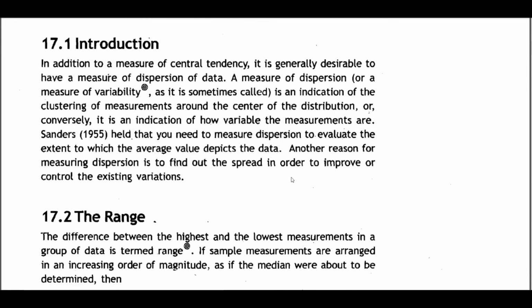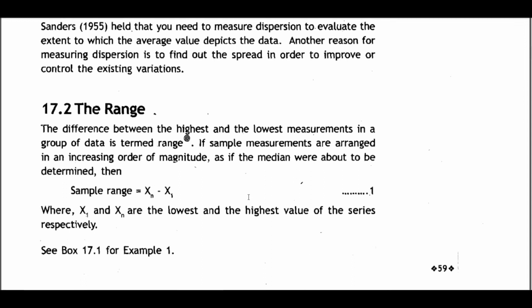17.1 Introduction. In addition to measures of central tendency, it is generally desirable to have a measure of dispersion of data. A measure of dispersion, or measure of variability as it is sometimes called, is an indication of the clustering of measurements around the center of the distribution, or conversely, it is an indication of how variable the measurements are. Sanders held that you need to measure dispersion to evaluate the extent to which the average value depicts the data. Another reason for measuring dispersion is to find out the spread in order to improve the control of existing variations.